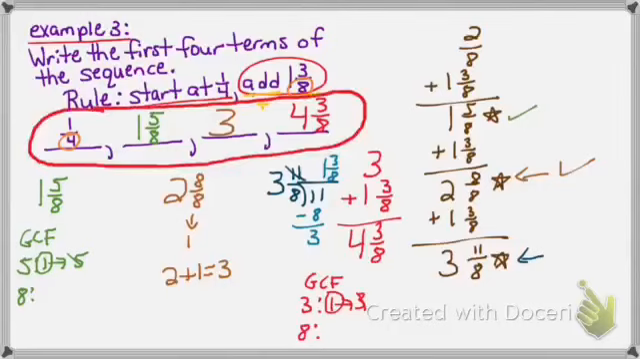So the directions asked me to find the first four terms of the sequence, and I did. There they are: 1/4, 1 5/8, 3, and 4 3/8. That's my final answer. Please stop the video and complete worksheet number 3 right now.